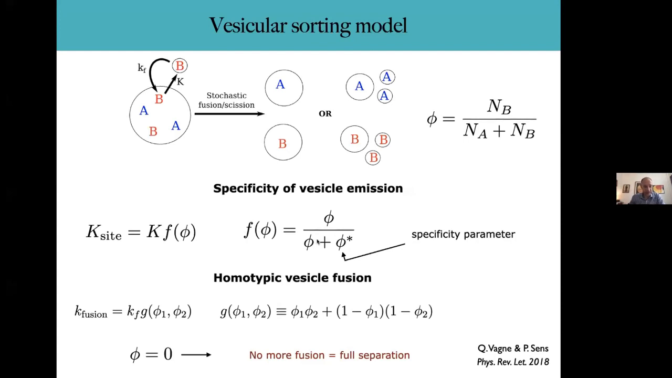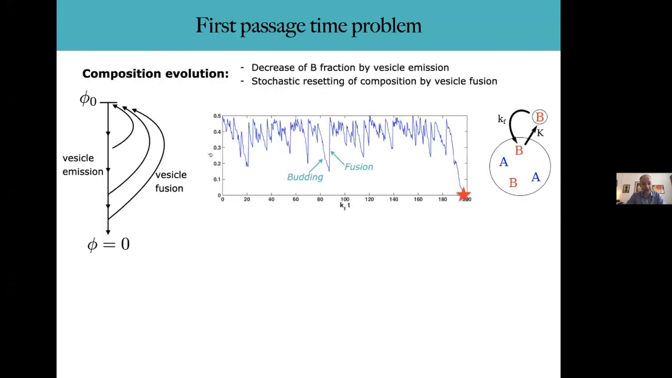And this is for the budding. Sorry, so the fusion looks like this. So the fusion basically is simply saying that if the composition of this is the same as the composition of that, then the fusion will be high. And then you can simulate this system. And this is what happens if you start with a compartment that has a mix of A and B, so phi is equal to 1/2, and you only let B be secreted.